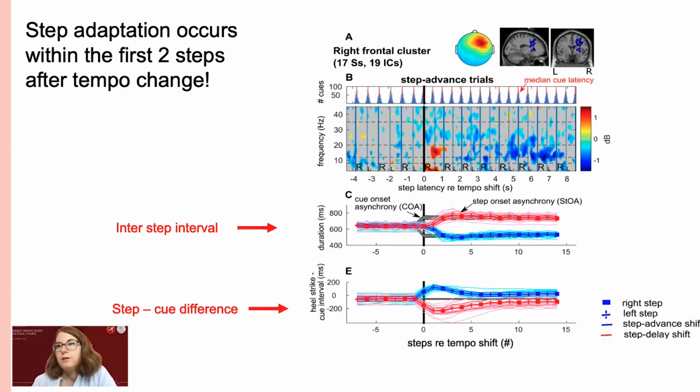But when we look at the difference between steps and cues, so how close in time participants step to the cues, we can see that it takes them a bit longer to get back to their previous alignment with the cues, so to the alignment before the tempo change. So it takes them around 5 to 6 steps to step really closer to the cues.